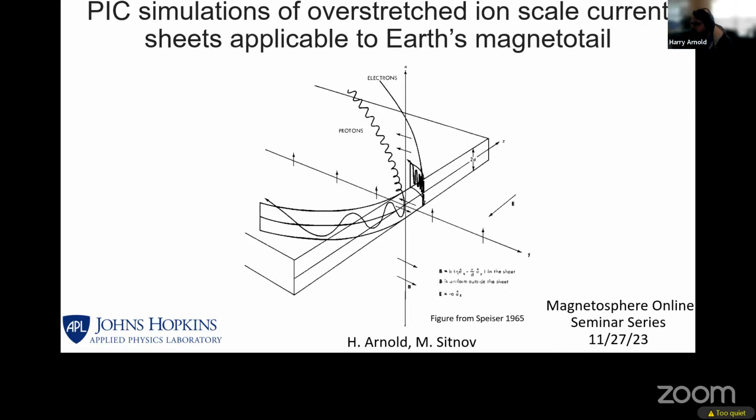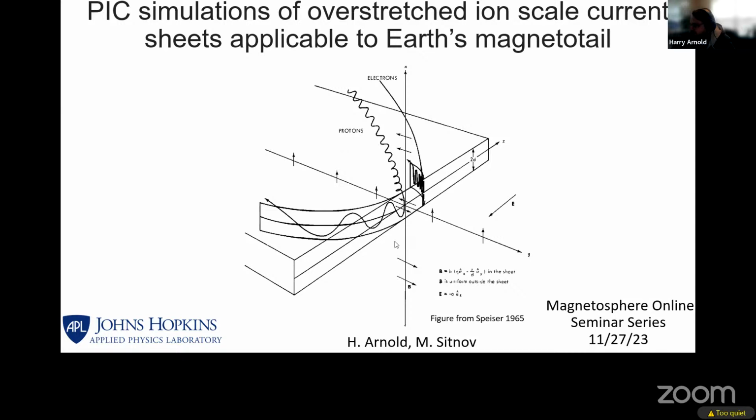All right, thank you. So I'm going to be presenting some work I've been doing with Misha Sitnov, looking at PIC simulations of overstretched ion scale current sheets. And in particular, what we find, and I'll show this later, is that Speiser orbits are very important in these ion scale current sheets. So this first picture here is taken from that Speiser 65 paper, just showing what the orbits look like.